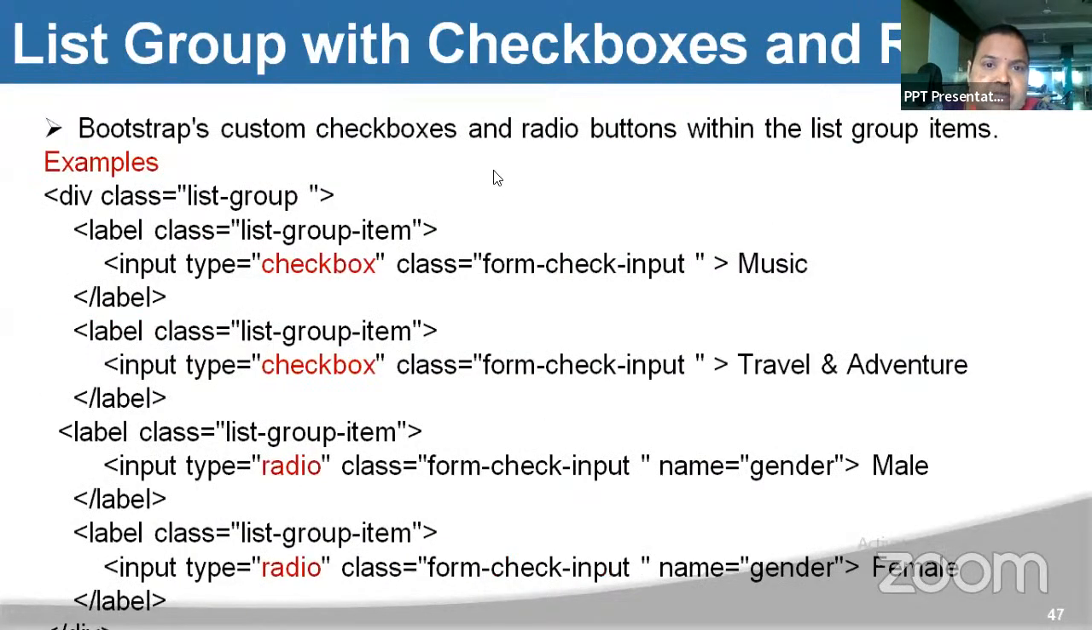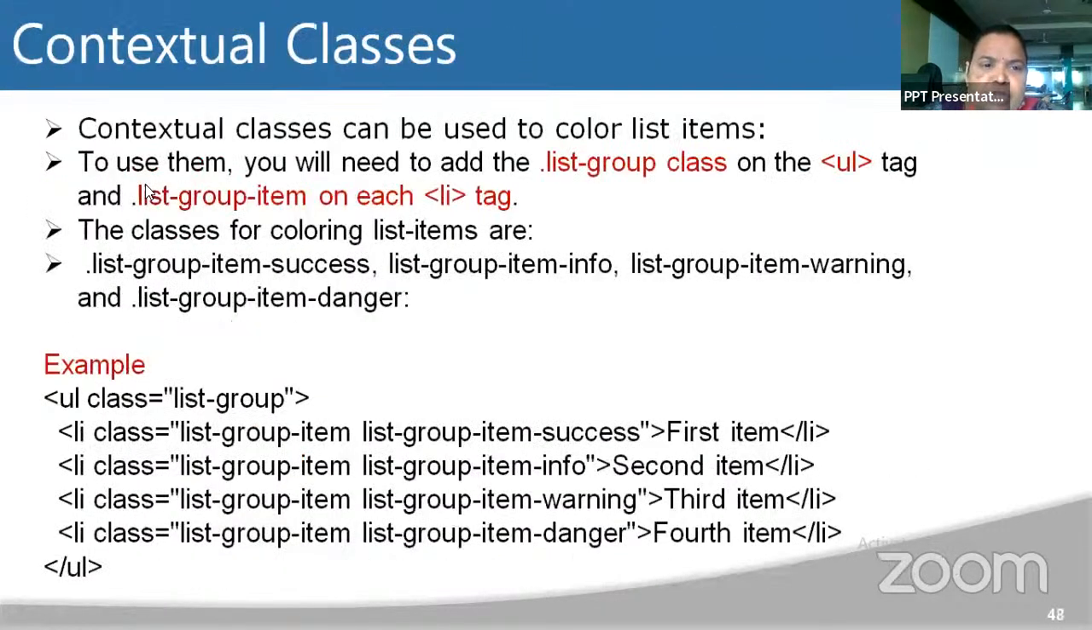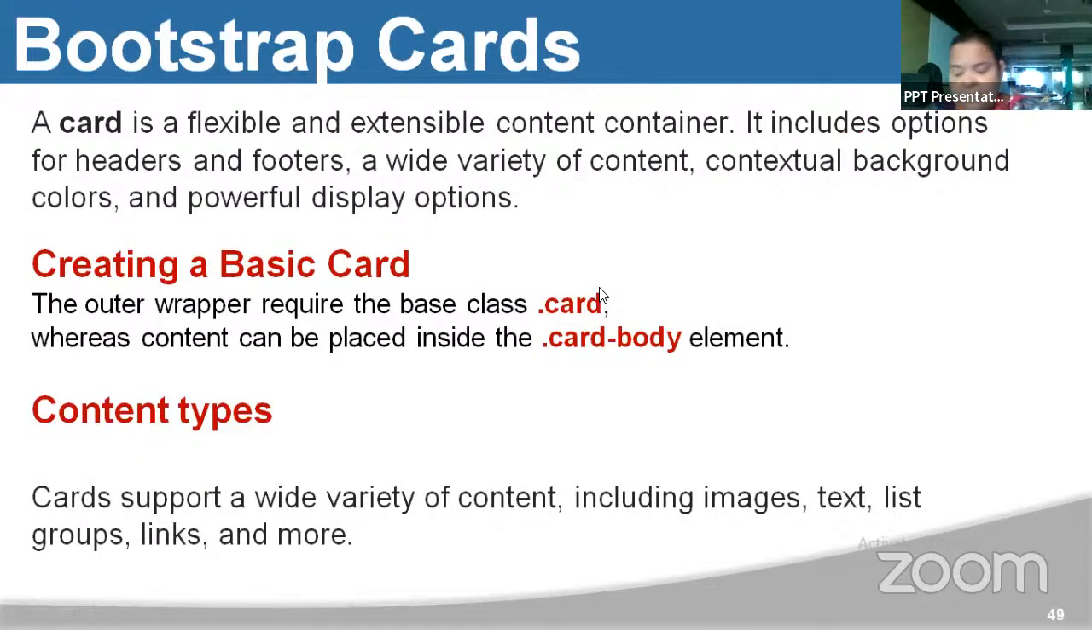Third one is for the checkbox. Fourth one is check boxes and radio buttons on the list group. And then the fourth one is for the contextual classes. These classes are all applicable in the list group items in the Bootstrap classes. That's all about the list. And then next topic, move on to the next one for the Bootstrap classes.